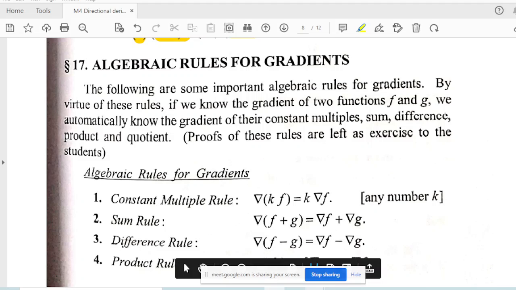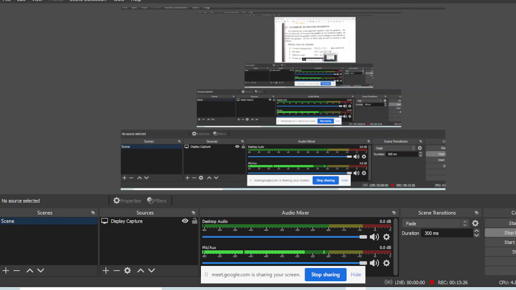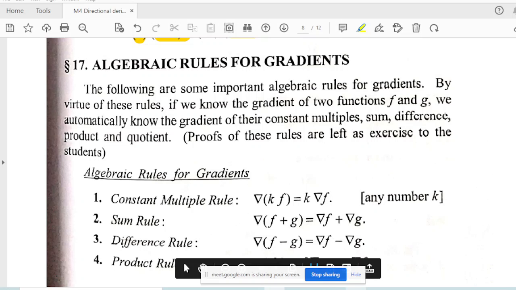Right? Algebra means mathematical operations. So, algebraic rules for gradients. We know what mathematical operations are. Usually, when we say algebra in mathematics, what is it? Addition, subtraction, multiplication, division, modulo. So these are the operations that we use in mathematics, the basics.